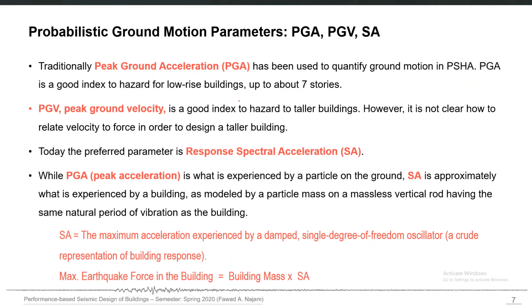Now another important issue in this discussion is the ground motion parameter. Currently we were using the peak ground acceleration as the hazard parameter or ground motion parameter, and this has been widely used to quantify the ground motions in PSHA. PGA, peak ground acceleration, is a good index to hazards for low rise buildings, maybe up to 7 stories. But for higher stories, the peak ground acceleration may not be a suitable ground motion parameter. One option can be peak ground velocity.